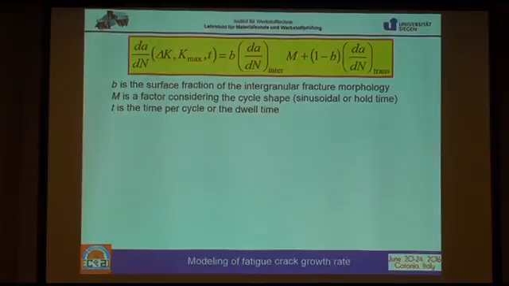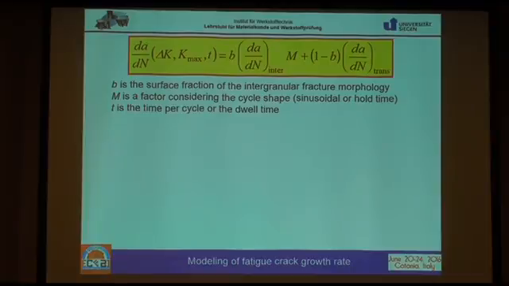So from a modeling point of view, it's quite simple to model the behavior, because you just have to add the intergranular crack propagation rate to the transgranular propagation rate, and I think the specific thing here is that we are using a scaling factor, and the scaling factor B is just the surface fraction of the intergranular fracture morphology.